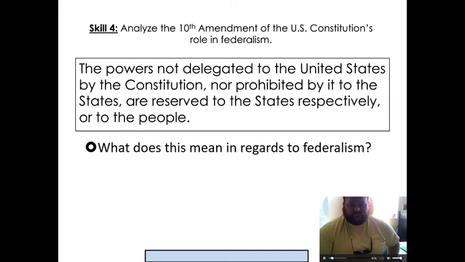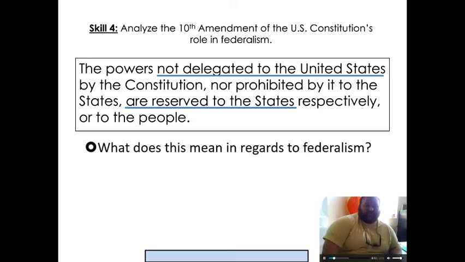Skill number 4, we need to analyze the 10th Amendment of the U.S. Constitution's role in federalism. The powers not delegated to the United States by the Constitution, nor prohibited by it to the states, are reserved to the states respectively or to the people. In other words, what does the 10th Amendment mean?